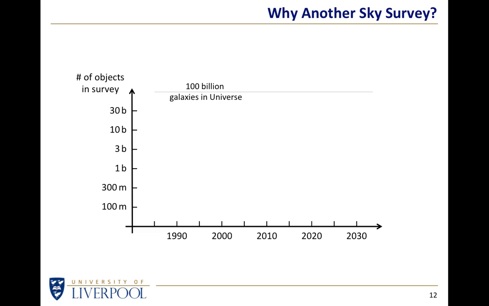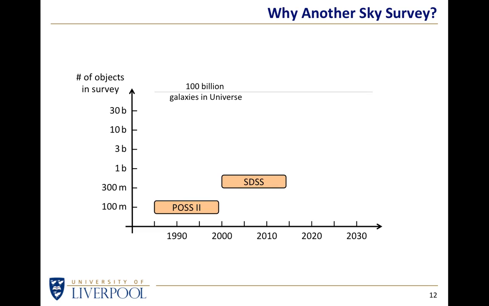There are, of order, 100 billion galaxies in the observable universe. So if we could get anywhere close to that grey line, then we're getting close to surveying everything that's out there. Perhaps we'll never get to that point. But if we compare, for instance, the Palomar survey down here at 100 million, 100 million sounds impressive until you realize it's many, many orders of magnitude below what we know actually exists.